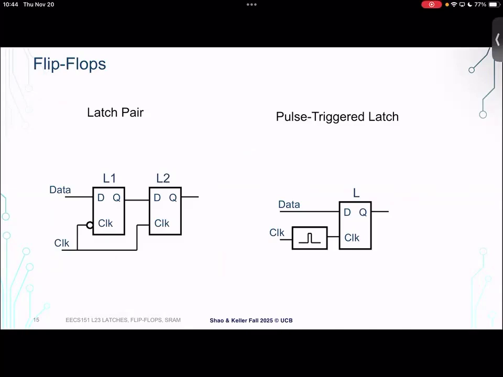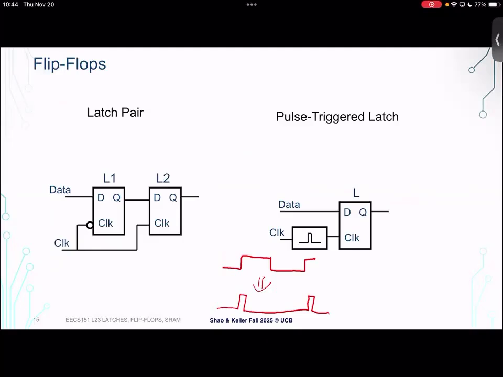Here are 2 different ways to design flip-flops. The one on the right is called a pulse-triggered latch. The key trick with a pulse-triggered latch is that you take your normal clock, which has a 50% duty cycle, so equal amount of time spent high and low, and you somehow transform it into a pulse where it's only high for a very short amount of time, and then it's low for the rest of the cycle. So this is what the kind of pulse-based clock might look like. And then you can use that to drive a standard latch.